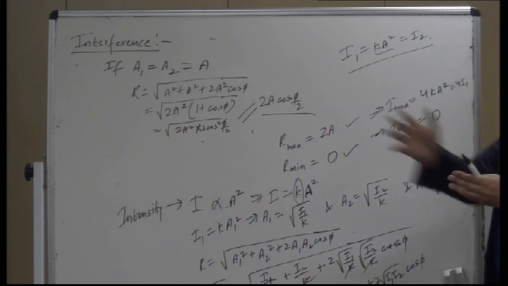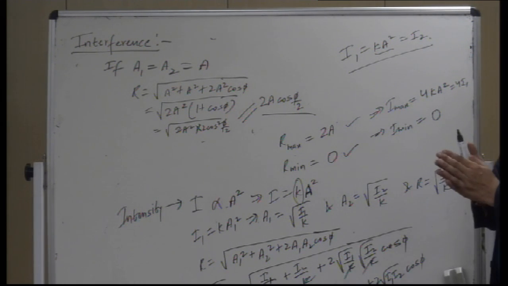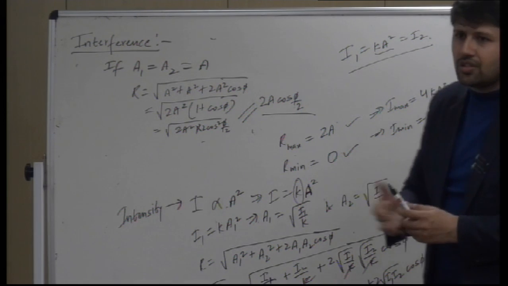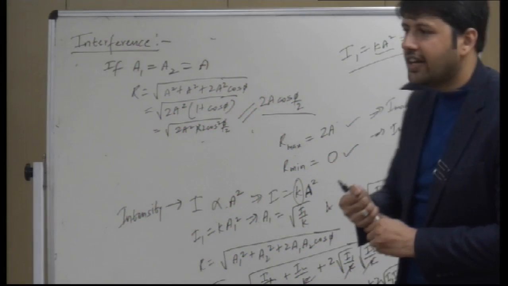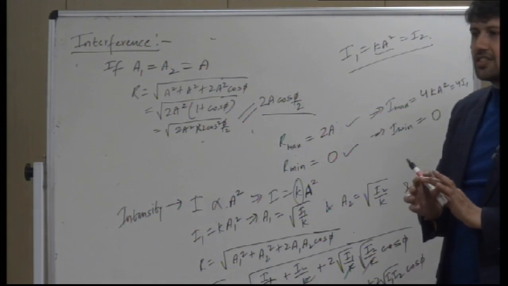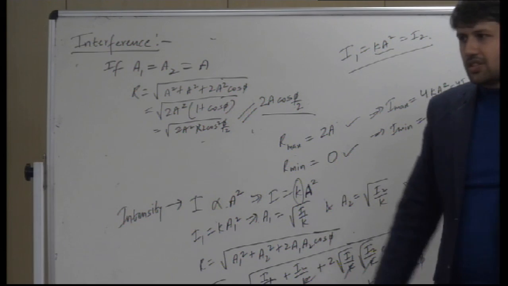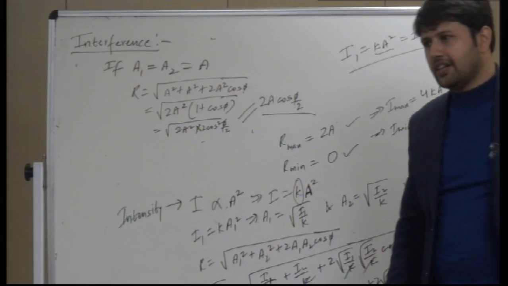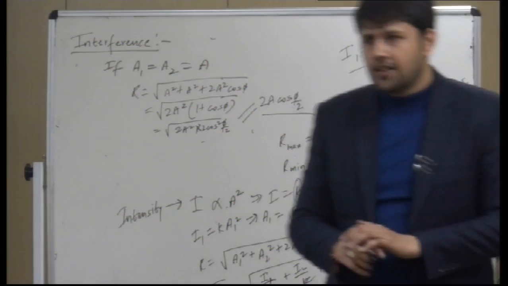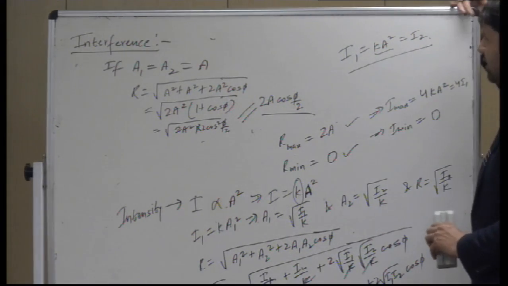Energy from all minimum portions is transferred to the maximum portions, right? This is called redistribution of energy, and that's how we say that energy is still conserved. Total energy is still the same because we are taking energy from one portion and giving it to another portion. So one portion becomes a lot bright and the other becomes totally dark, right? Okay, so this was the basics of interference.